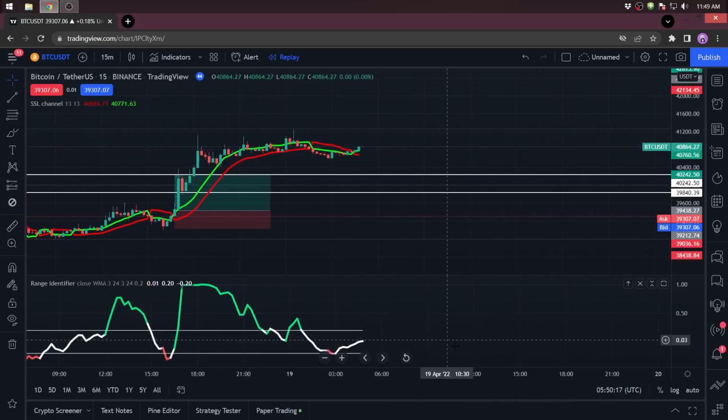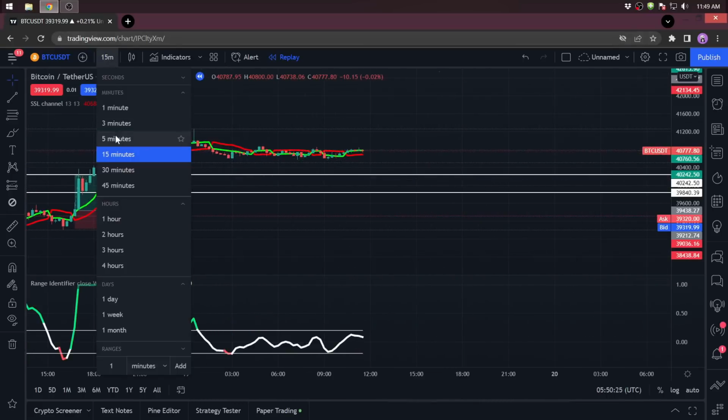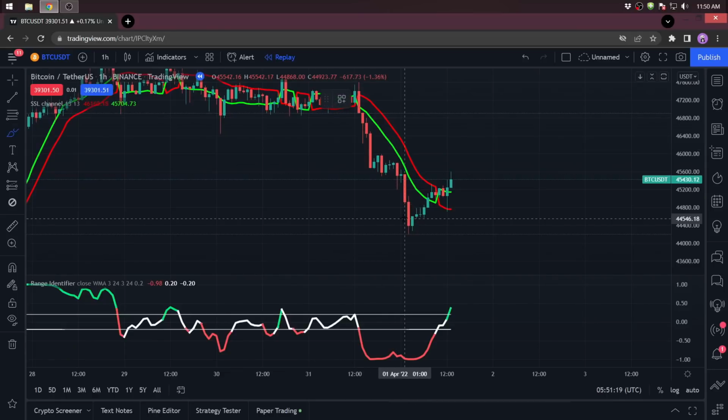So let's go with another example. I again come back to the 1 hour time frame. In this chart you can see the green SSL line is crossing up the red SSL line, and at the same time the range identifier price is above the upper threshold zone and the range line color is green. That means it's our buy signal and our entry point for a long position.